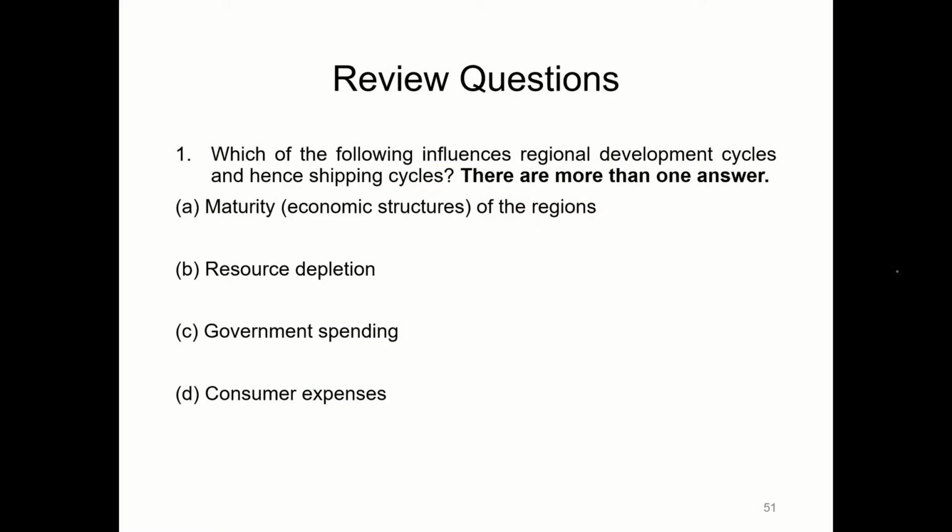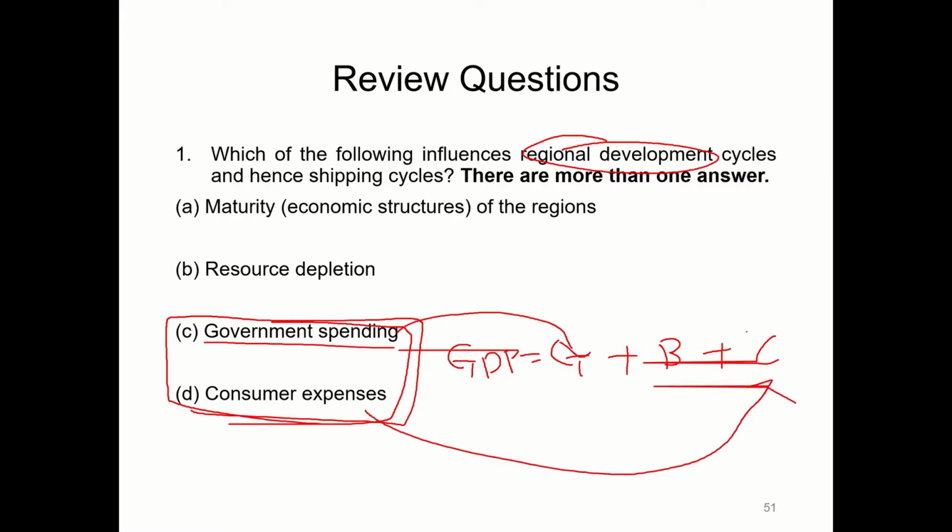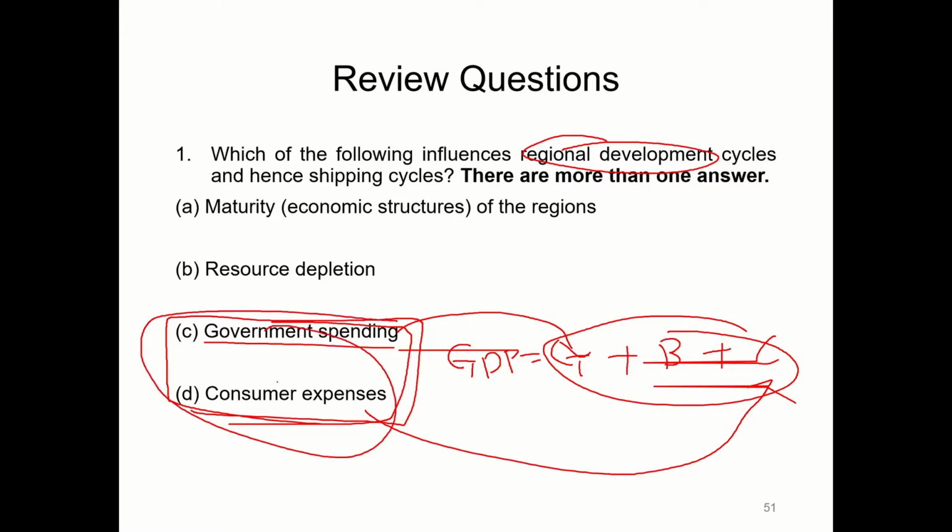All right, so with that, we'll now attempt the review questions. Which of the following influences regional development cycles, and hence shipping cycles? There is more than one answer. If you look at government spending and government consumer expenses, these are the normal course of business in the GDP equation: government spending plus business investments plus consumer expenditures. All these are classified under the equation, so they are the business cycle. They affect the short-term shipping cycle. Regional development cycles will be the economic structure as well as resource depletion. These will affect the regional development cycle, and hence the shipping cycle, in the middle term and long term. So the answer would be A and B.